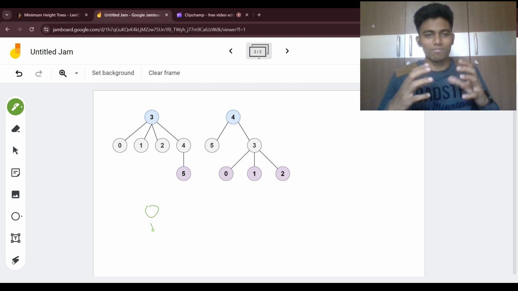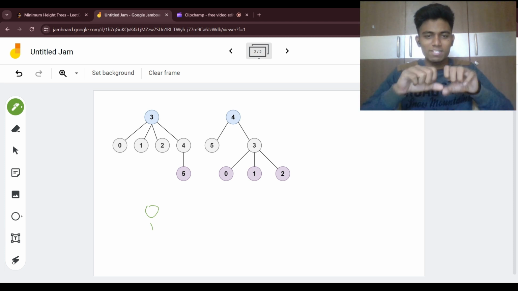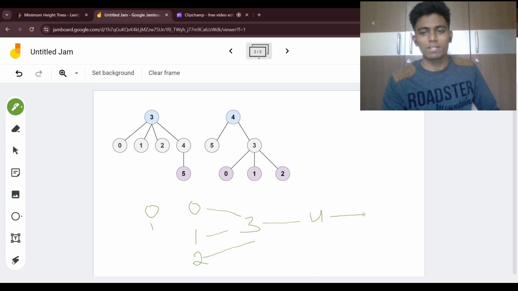Suppose let's say I have 0, 1 and then 3 and then 4 and then 5. So let us stretch this particular graph. If we stretch it, it is going to be like this: 0 and then 1 and then 2, and then it is going to have 3, and then it is going to have 4, and then it is going to have 5.